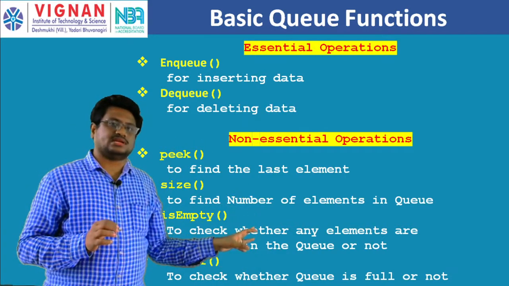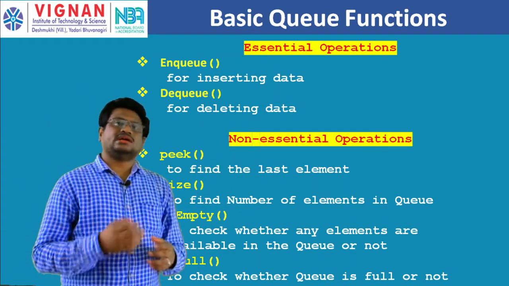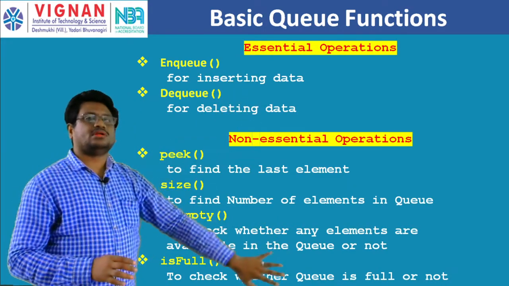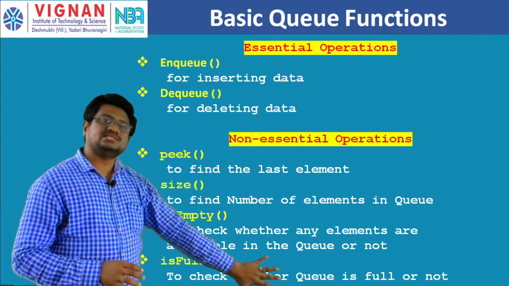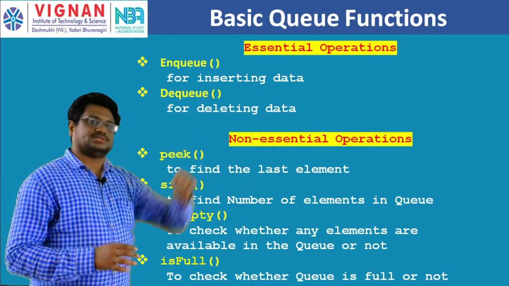If I can insert a value and if I can delete a value, then I can do the operations on a queue. So these two are essential. These two are not essential. These are properties of a queue. These are operations of a queue. These are the actual operations. Am I right?